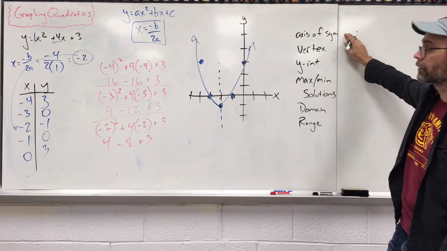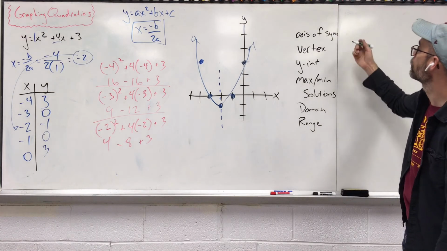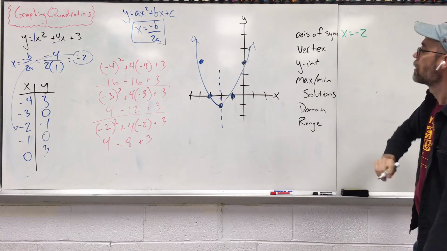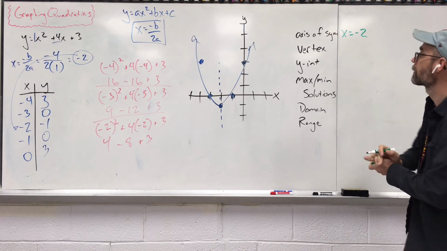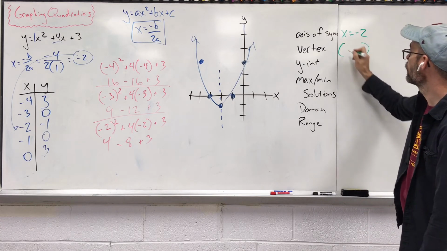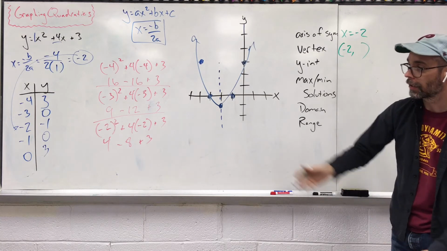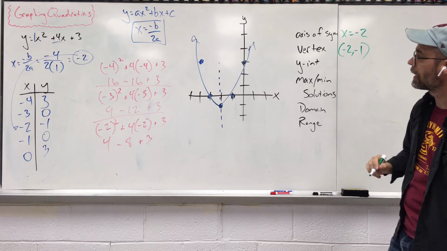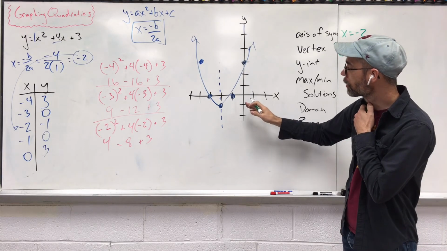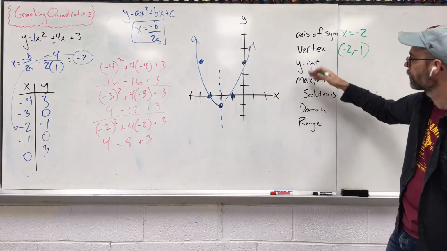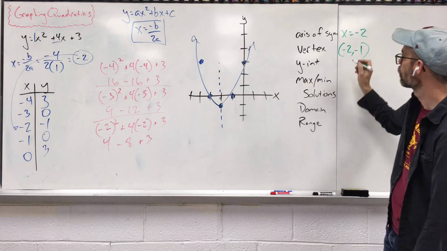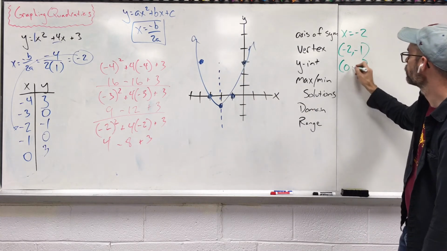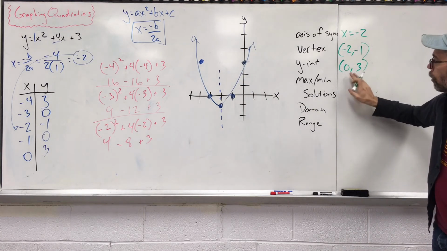So axis of symmetry, the very first thing we found, x equals, always an equation. x equals negative 2. The vertex is always on the axis of symmetry, so it's going to be a coordinate, negative 2 comma something, in this case negative 1. Y-intercept, where do we cross the y-axis? We can put it as y-intercept equals 3, or I'm going to do it as a coordinate: left and right 0, up 3. So 0, 3. The coordinate will always have a 0 in it.